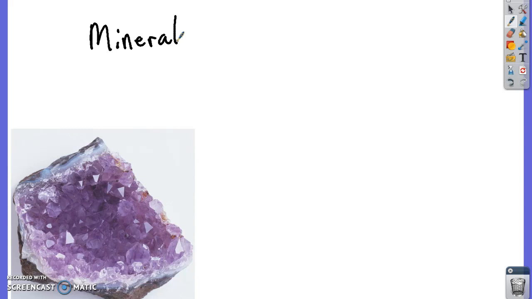Geological minerals, to be considered in geology, first of all, have to be a naturally formed material. Naturally formed.